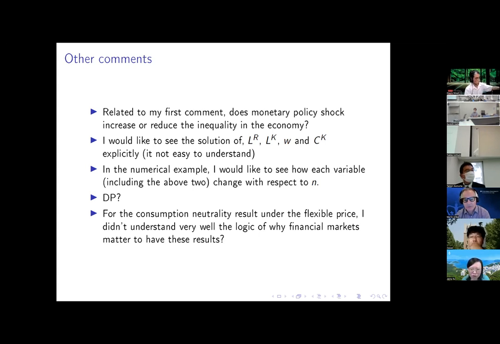The last point, consumption neutrality. So do you mean H_T hat is equal to 0? I guess that is because when we have the flexible price equilibrium, the price dispersion term is going to disappear, and that perhaps leads to this consumption neutrality result. But I have to check in detail. Yeah, check the detail. Yes, thanks a lot.